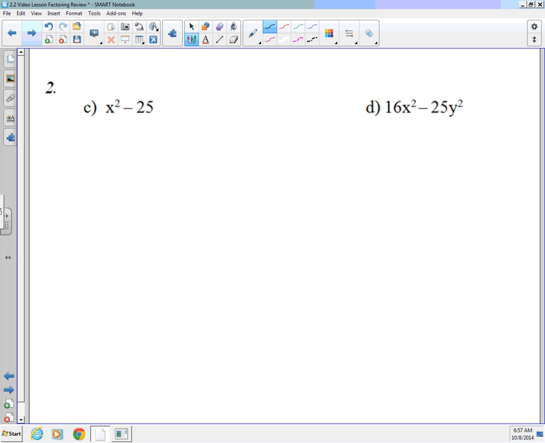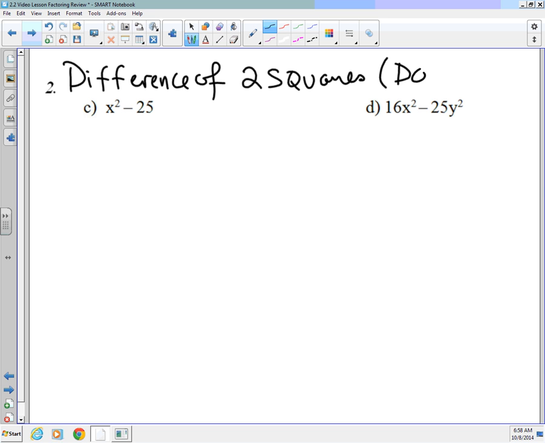All right, number 2. We have the difference of 2 squares, which some people have come to abbreviate as DOTS. Difference meaning a subtraction problem.